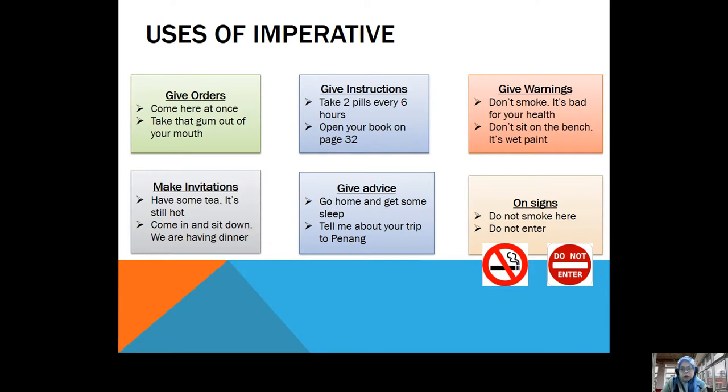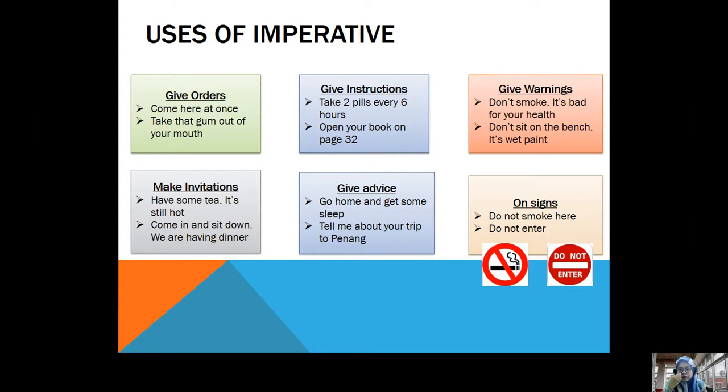And then next is to give warnings. Okay, warning ni amaran. Bila warning, you can use negative imperative. Okay, what is negative imperative? Do not smoke. It's bad for your health. Okay, the word don't is actually an imperative, but in the negative state.